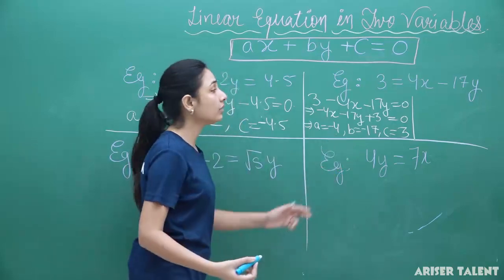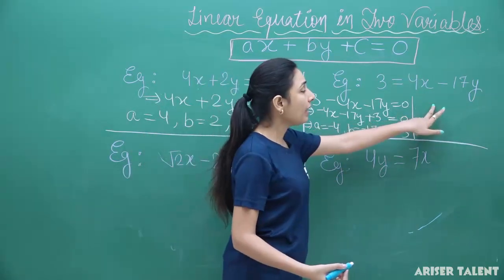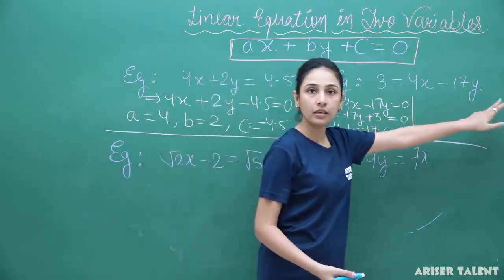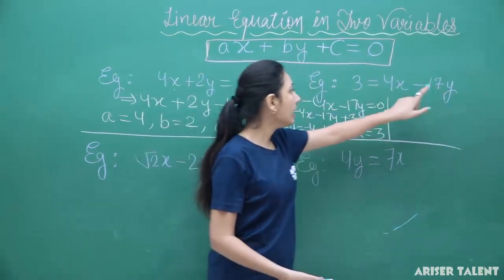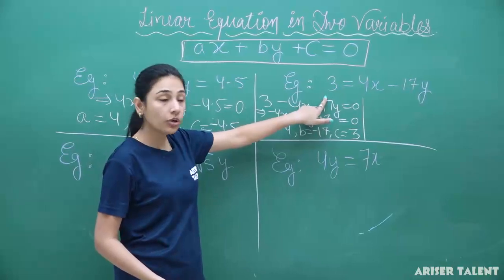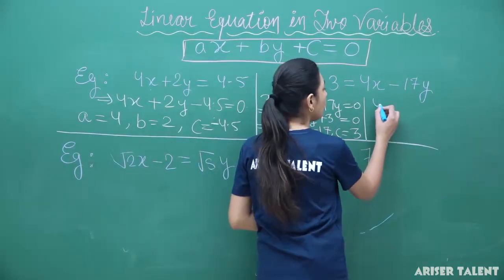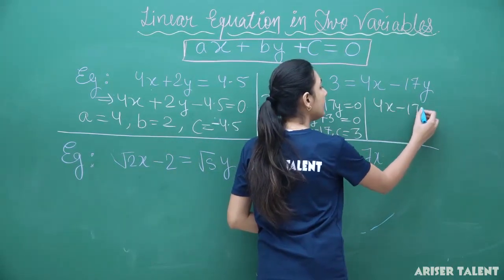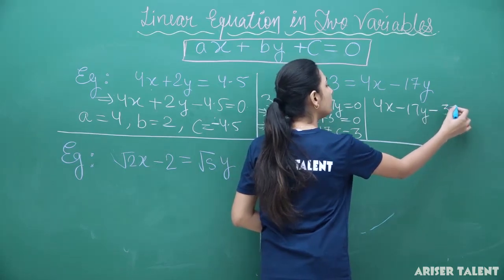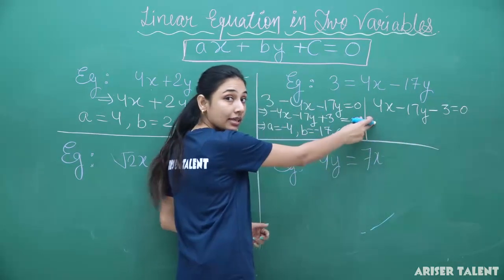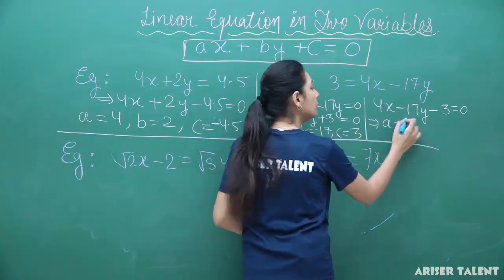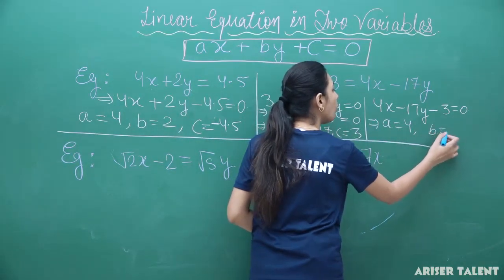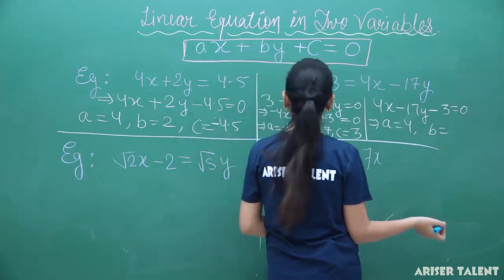Be attentive, guys. Now here, if I just transpose 3 here, need not transpose these 2 here, transpose this 3 here, that will be remaining with 0. Okay, so that will be like 4x minus 17y minus 3 equals to 0. Now in this case students, there will be a equals to what? 4 simply, and b will be equals to what? Minus of 17, right?